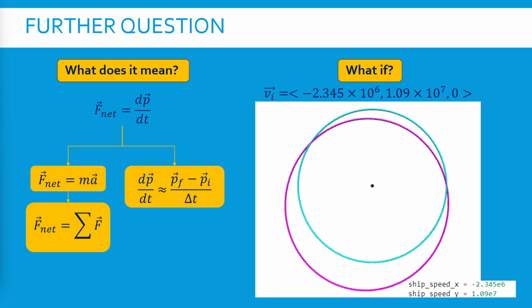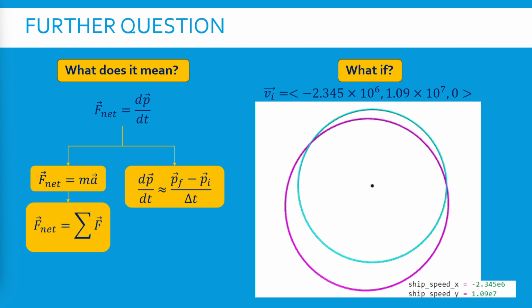For our further questions, for the "what does it mean" question, even though F net and the rate of change in momentum are mathematically the same, F net is associated with the acceleration and the mass of an object and can be found through the addition of all the forces that act on a body, whilst the rate of change in momentum focuses more on how momentum itself varies over each point in time.